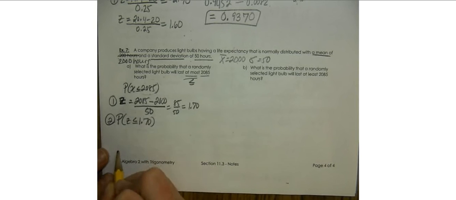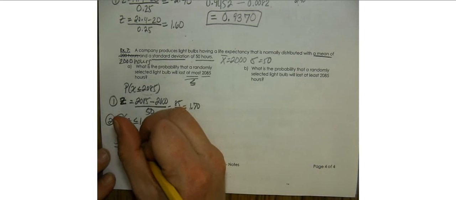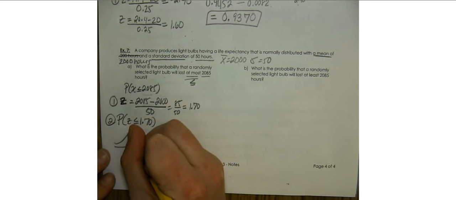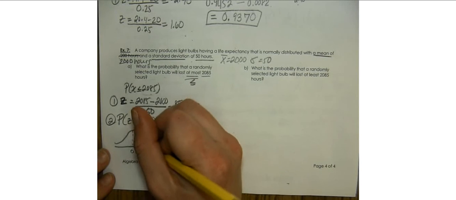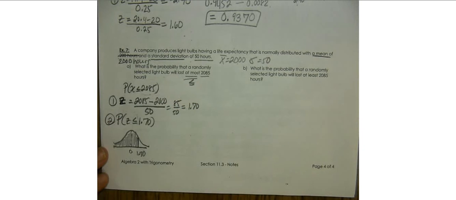And as always, I'm going to make sure that I draw a little sketch just to identify what's going on. I'm just going to approximate where I think 1.7 is, and I'm going to say that 1.7 is about right here. And we want it to be less than, which is awesome. That's the inequality symbol that we're looking for. So I'm going to shade everything below 1.70.